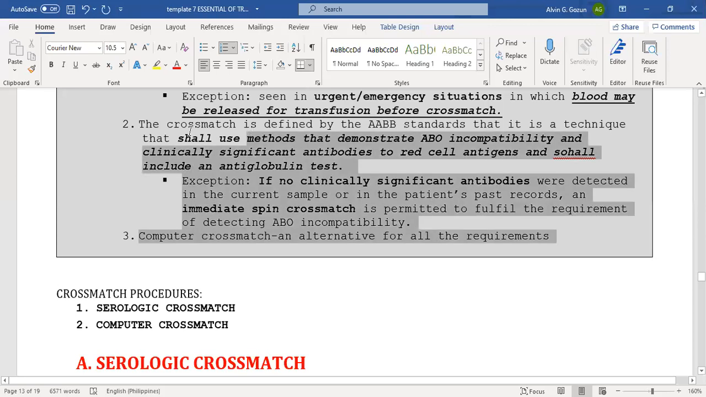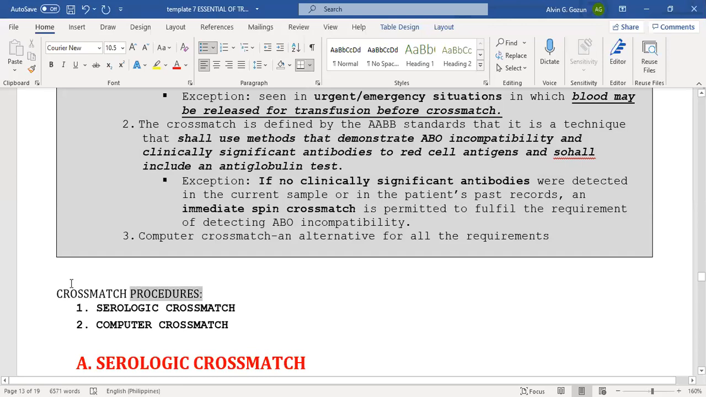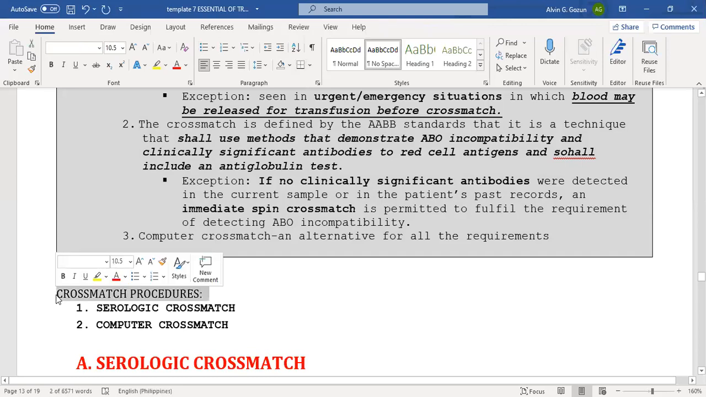So what are these computer and serologic cross-matches? These are the cross-match procedures, guys. There are 2 types of cross-match procedures, serologic and computer. Again, only serologic is done in the Philippines. We don't have computer cross-matching here in the Philippines, but we still need to study it.